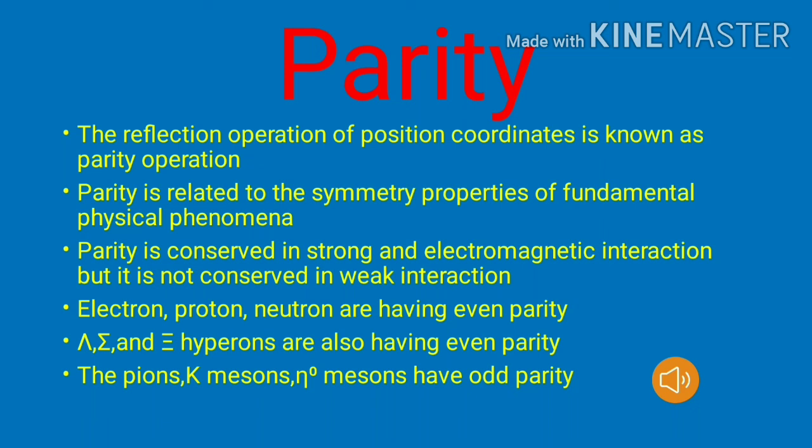The reflection operation of position coordinate is called as parity. Electron, proton, neutrons are having even parity. Mesons are having odd parity.